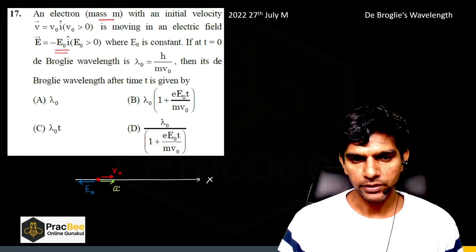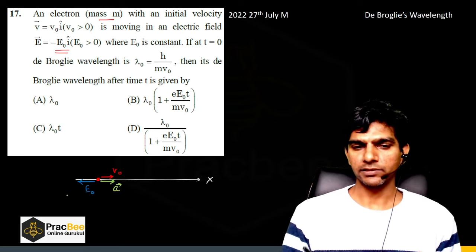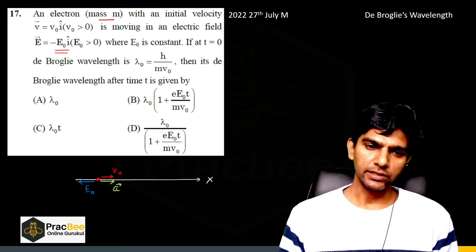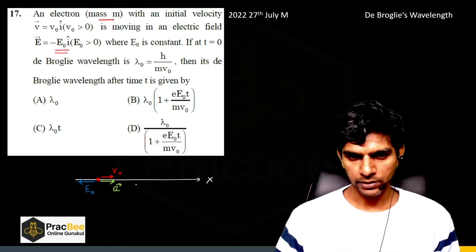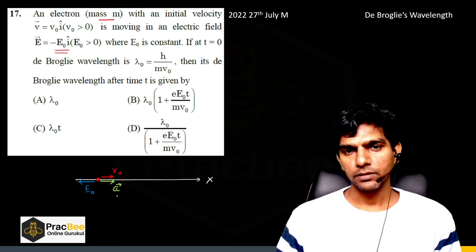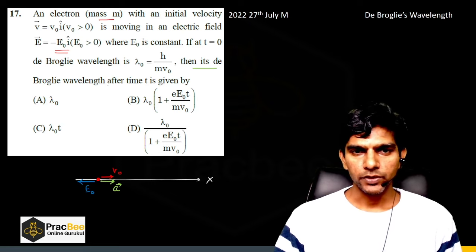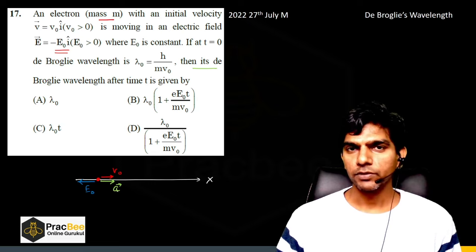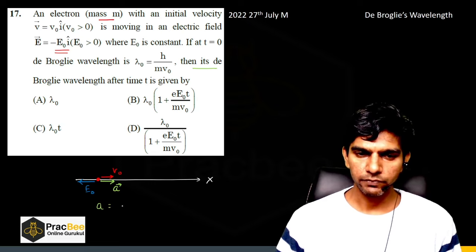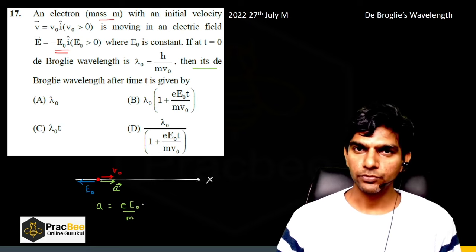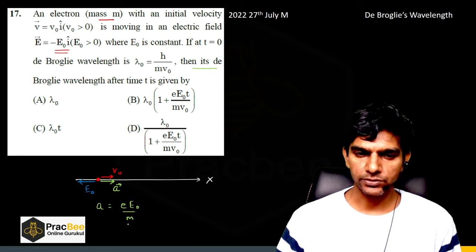So if the electric field is in the negative x direction, the force exerted on the electron will be in the positive x direction. So if the acceleration and velocity are in the same direction, we can say the electron will accelerate, its speed will increase. So if speed is increasing, the de Broglie wavelength will decrease. Now its de Broglie wavelength after time t, since we have a constant acceleration, and acceleration will be given by E naught divided by m, where E naught is the force experienced by the electron and m is the mass of the electron.